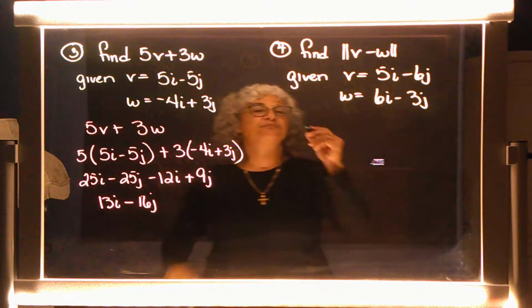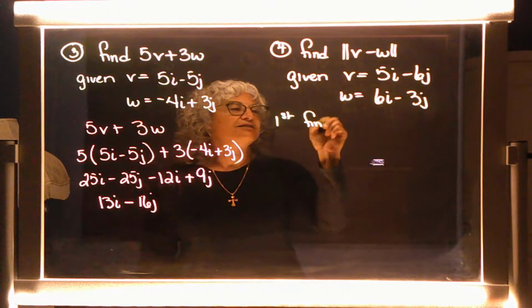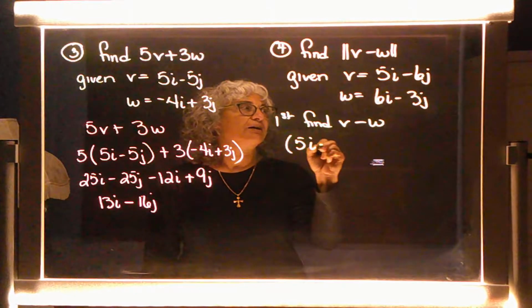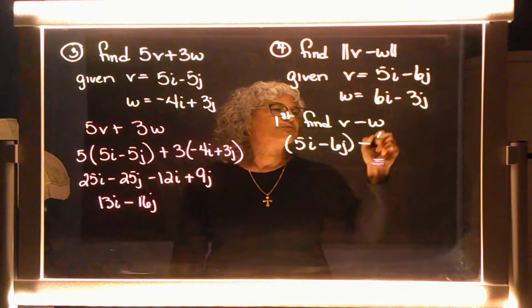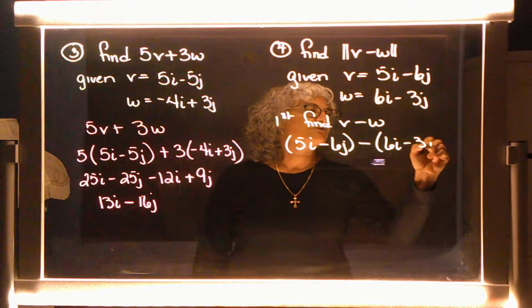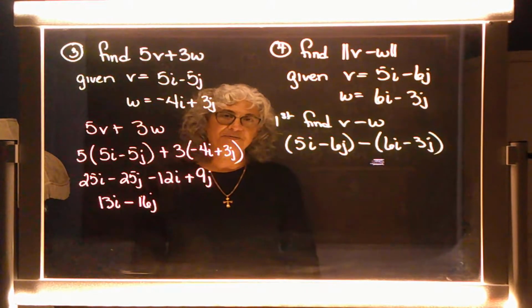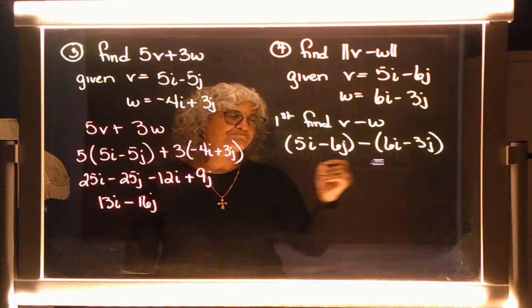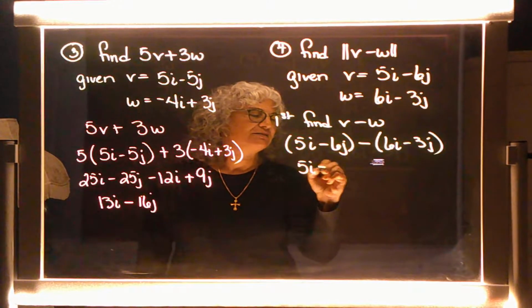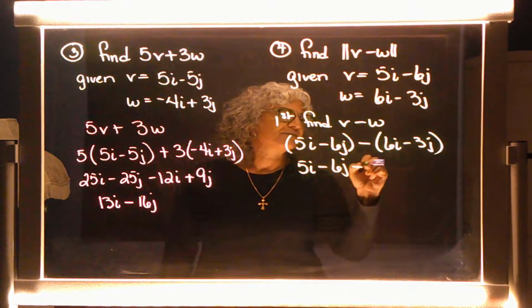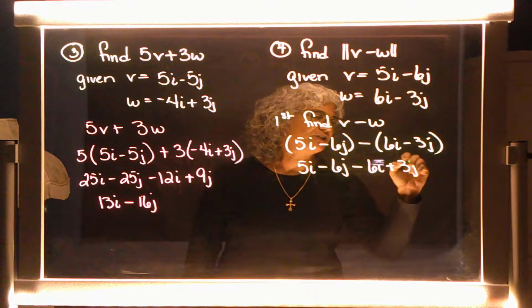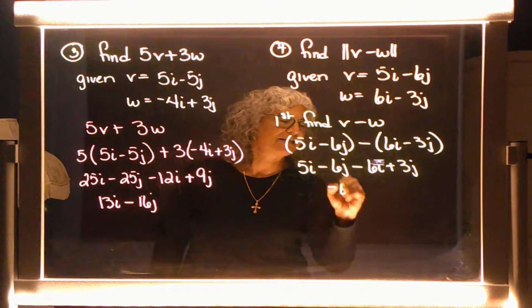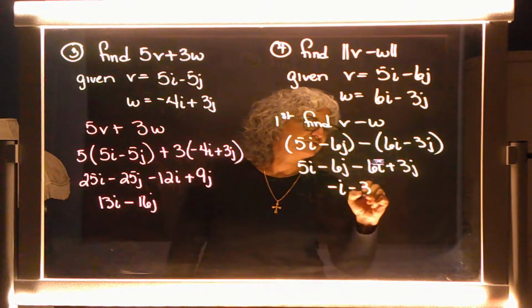First things first. First, find v minus w. So, v is 5i minus 6j, and I'm going to subtract w, which is 6i minus 3j. And yes, you should put them in parentheses, especially with subtraction. Why? See what's going to happen with the second parenthesis? Yeah, so I got 5i minus 6j, and this becomes a negative 6i and a positive 3j. Agreed? Combining like terms, we get negative i, and we get a negative 3j.